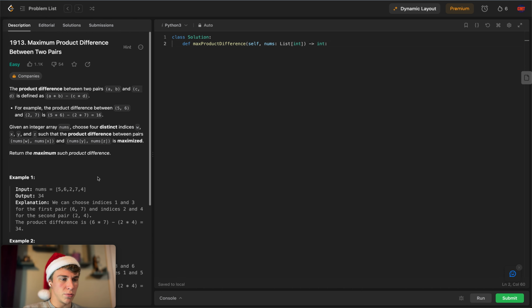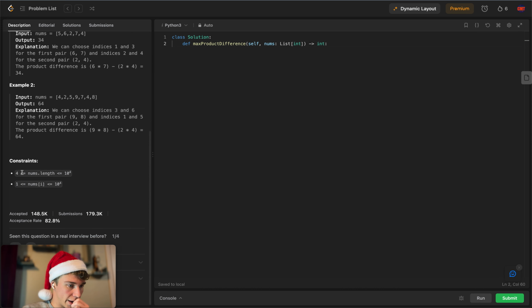Let's boil this down really quick. We need to maximize the difference of basically two numbers. The first number has to be as big as possible. The second number has to be as small as possible. Let's see, are there any negatives in the input? There are no negatives, and the length of the nums array is at least 4.